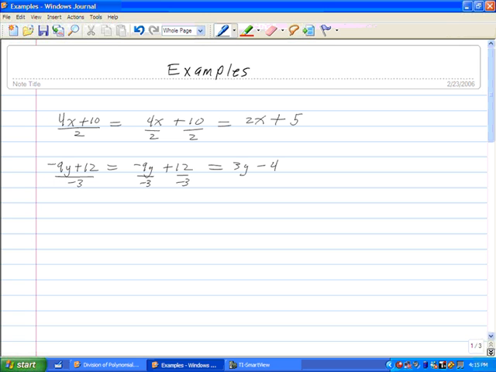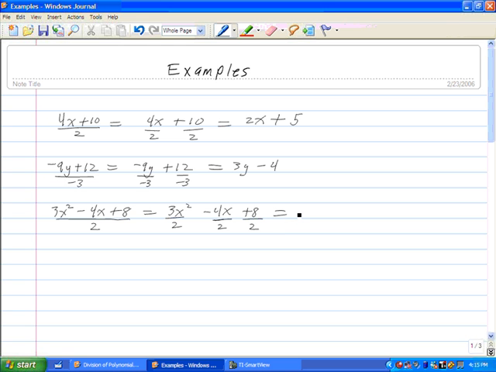Now both of these problems have come out very nicely because the division was possible for both fractions. Let's look at a situation where perhaps it's not possible. Let's look at 3x squared minus 4x plus 8, all divided by 2. This one will be broken up into three small fractions: 3x squared, minus 4x, plus 8, each divided by 2.